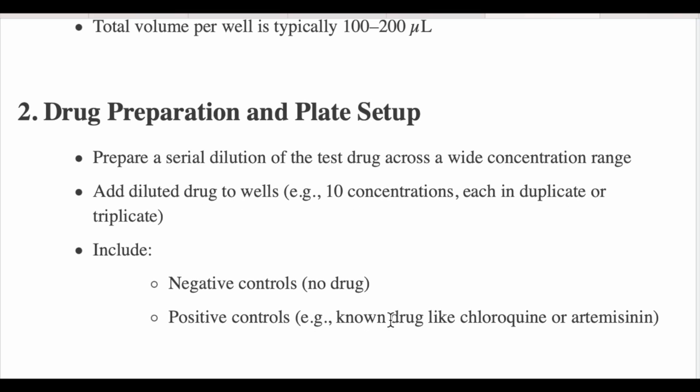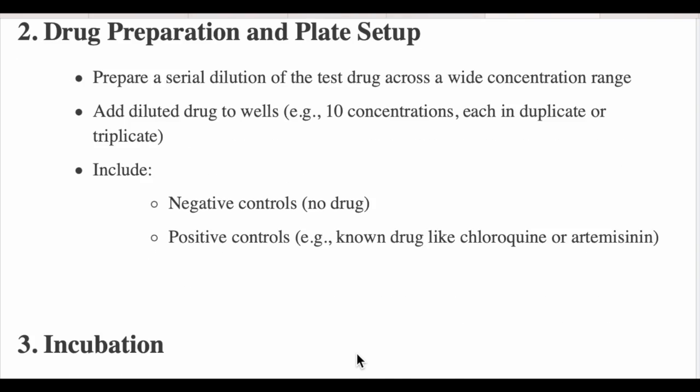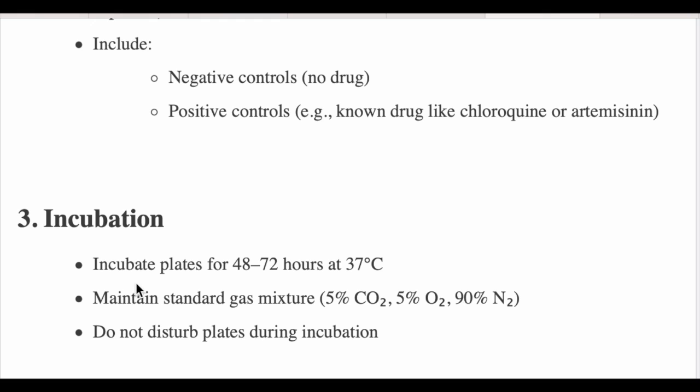And then you also want positive controls. You want to use a drug that you know definitely kills the parasite. For example, if you have a chloroquine sensitive cell line, then chloroquine, or artemisinin if the parasites are sensitive to artemisinin. That's your positive control. You know that should definitely die, because if it doesn't, then you know something went wrong with your assay and you can't deduce any biological meaning from it. So you incubate your plates for 48 to 72 hours at 37 degrees, maintaining the standard gas mixture, which is 5% carbon dioxide, 5% oxygen, and 90% nitrogen.